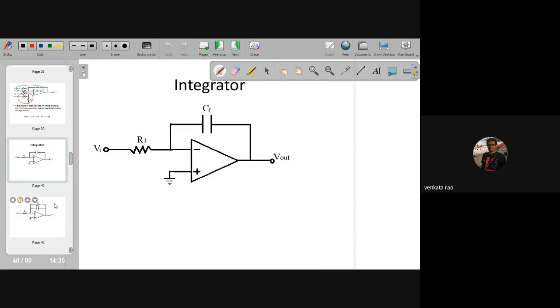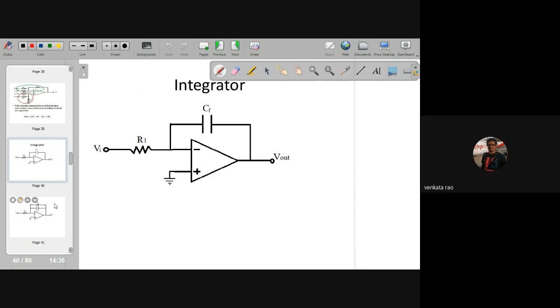The next application is the integrator. Now I am discussing linear negative feedback applications. So all of you please note down the applications of op-amp in negative feedback applications, that too linear negative feedback applications. Similarly, we also have non-linear negative feedback applications. First write down the negative feedback linear applications.